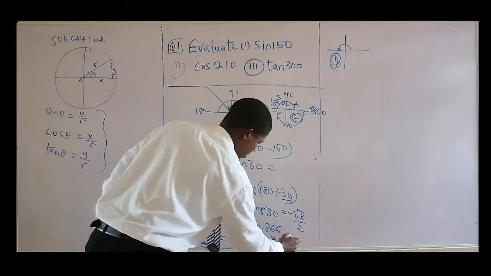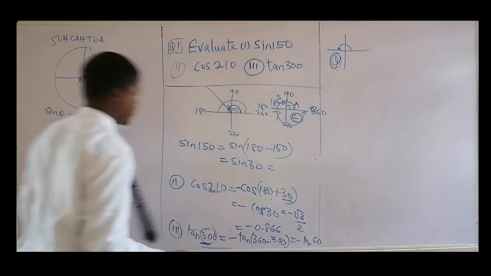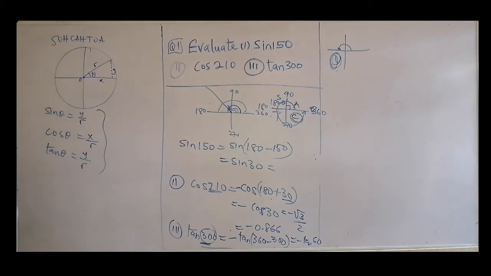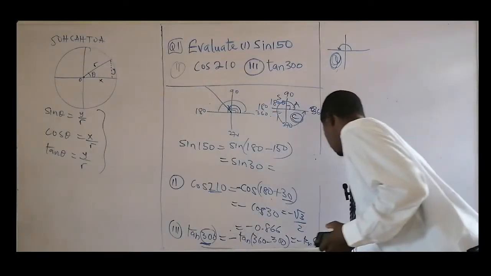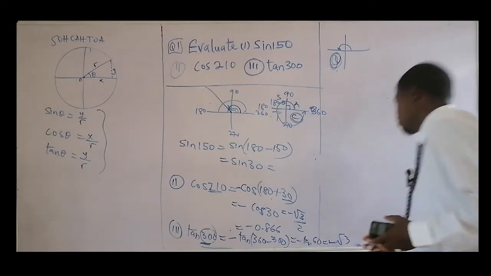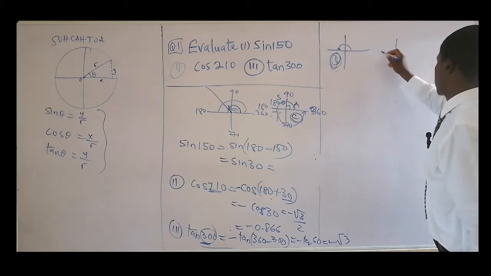And that will be what? Minus tan 60. Minus tan 60 will give us, you can punch the calculator, minus root 3. That's minus root 3. Okay, so that's that.